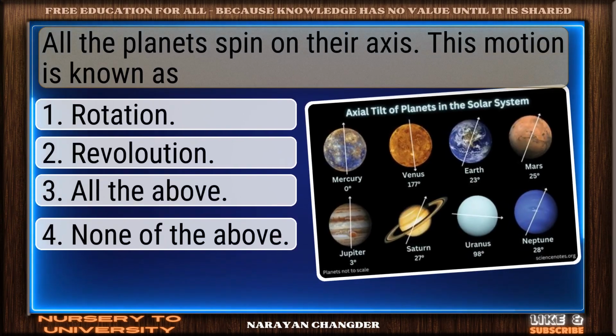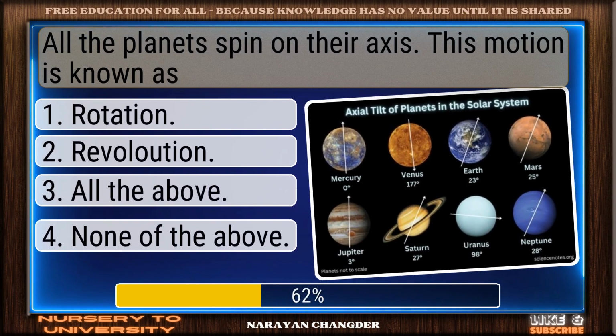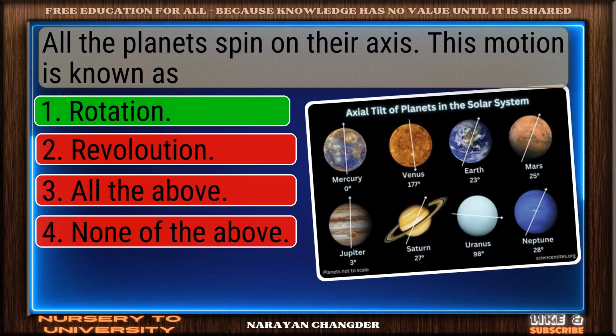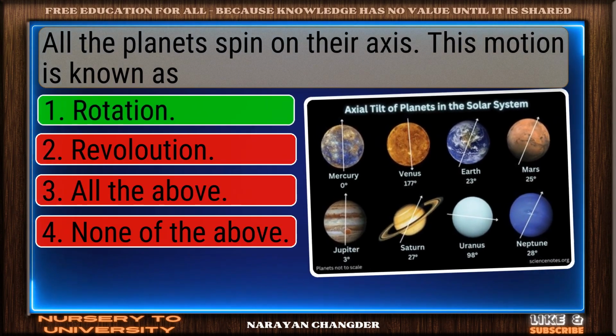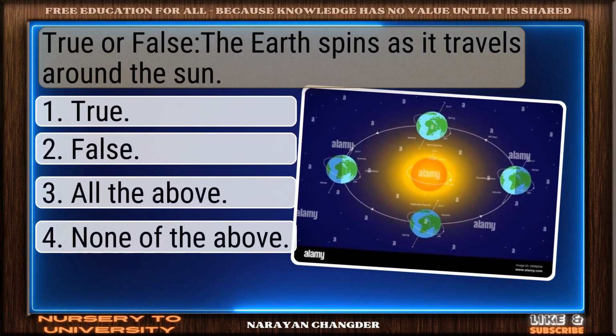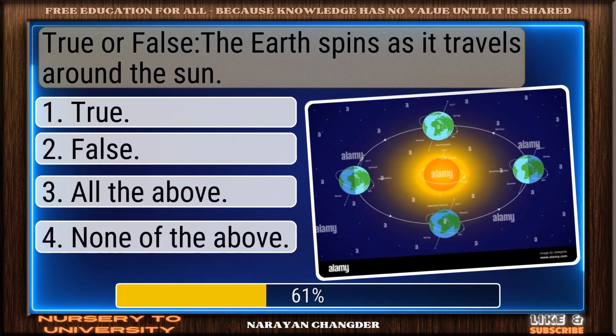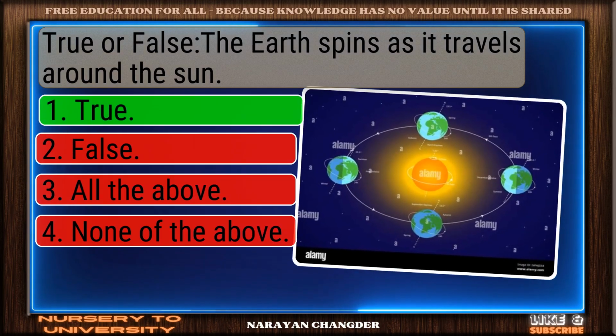All the planets spin on their axis. This motion is known as... Excellent choice. Rotation is the right answer. True or false? The Earth spins as it travels around the Sun. Nicely done. True is a solid answer.